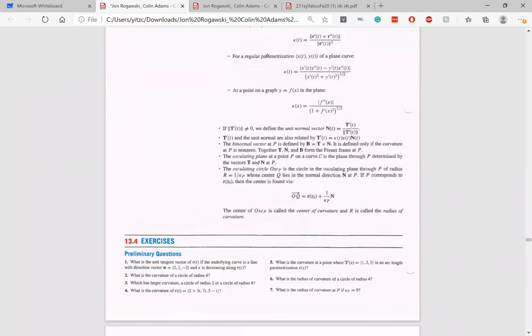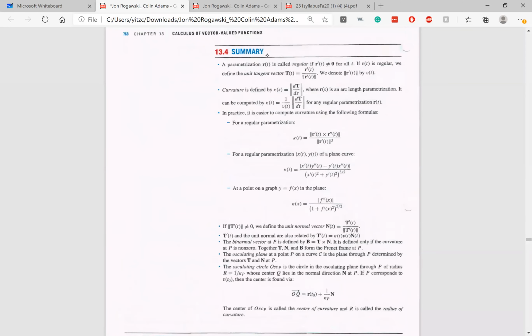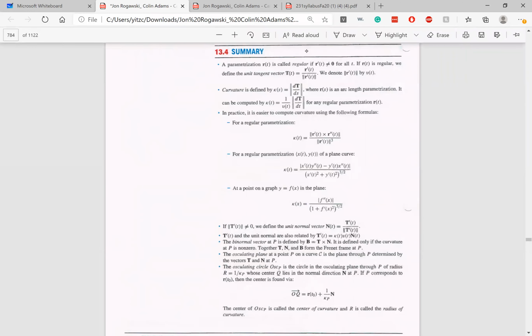Professor, quick question. Isn't the magnitude of the unit tangent vector 1, that's why it's a unit tangent vector? For the tangent vector, yeah, but we're taking the derivative. Okay, gotcha. Thank you.